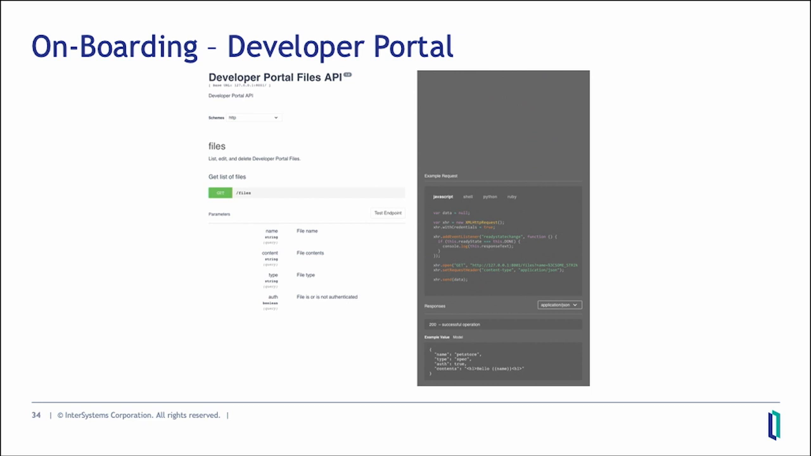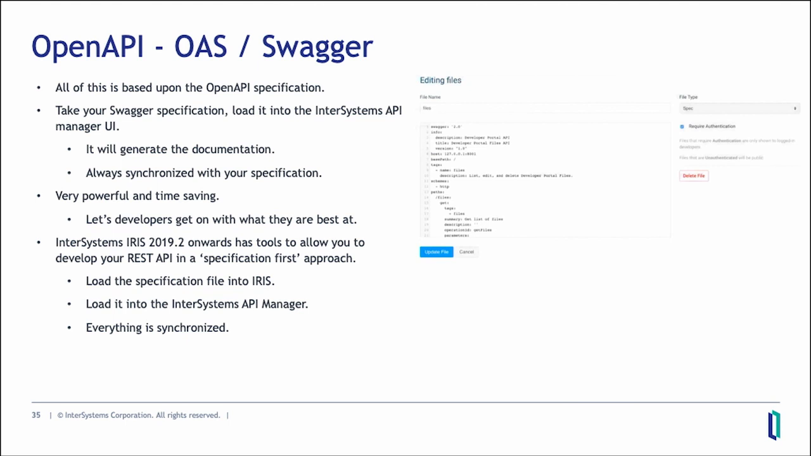How does that all manage to happen? Well, there's something called the Open API specification, also known as Swagger. That defines how you specify an API in terms of what it does. You can take your Swagger specification, a JSON file or a YAML file, and load it into the API manager, and it will automatically document and allow people to test using that specification. From 2019 onwards, you can actually load your JSON file into InterSystems IRIS, and we will create all the stubs for you. So all you then have to do is put the logic in. We will create the dispatch class, the implementation class, and so on.